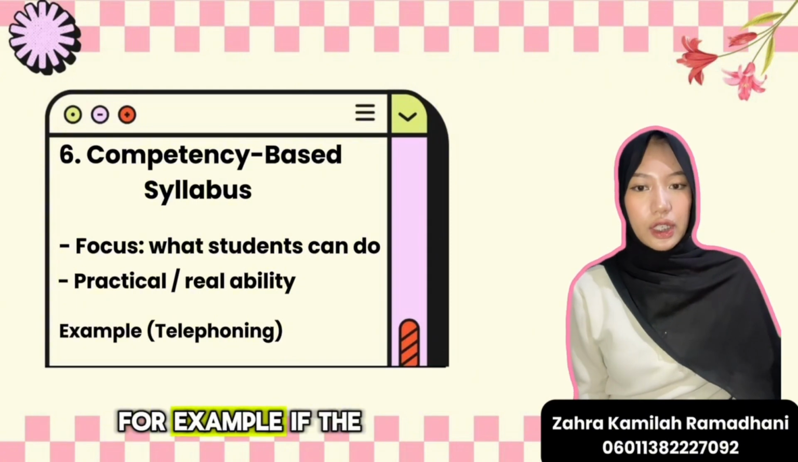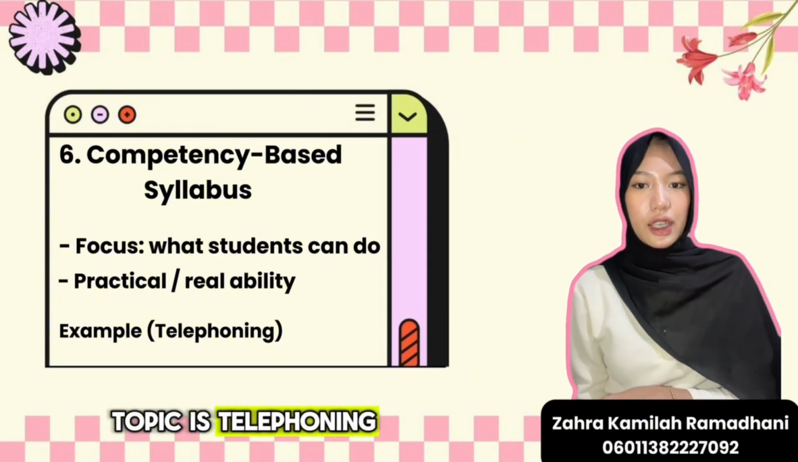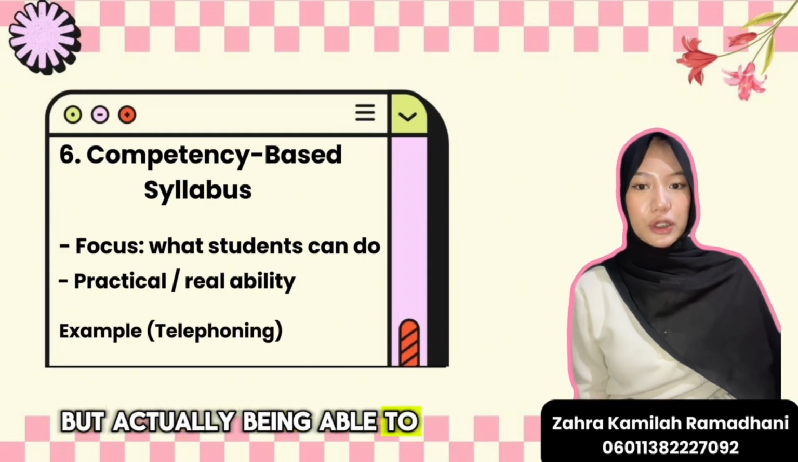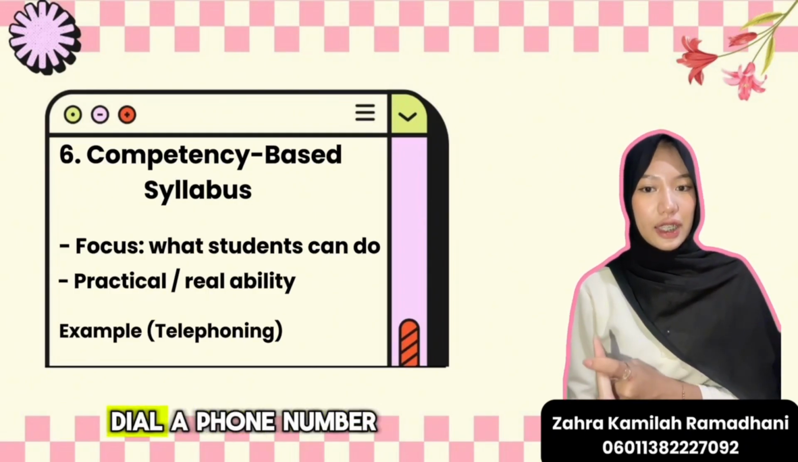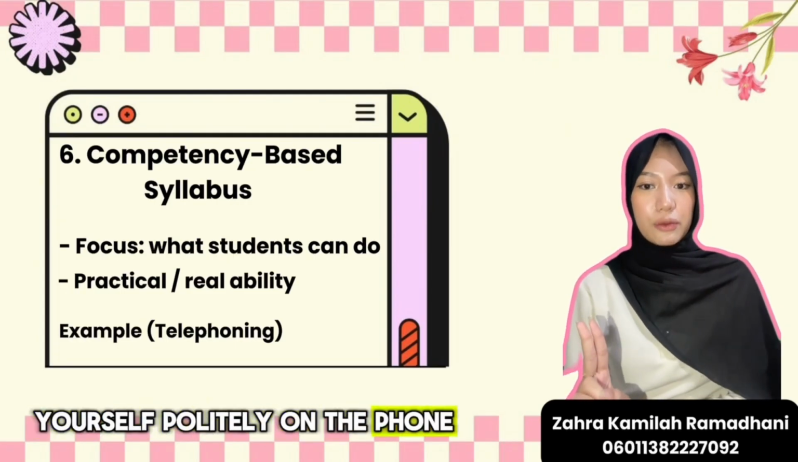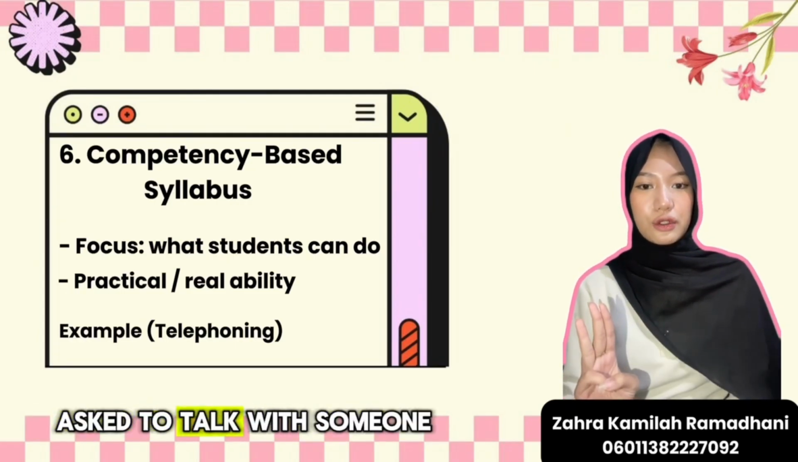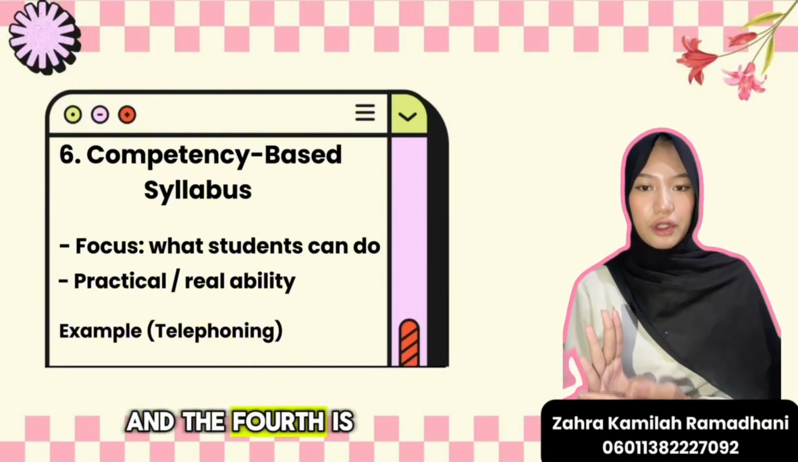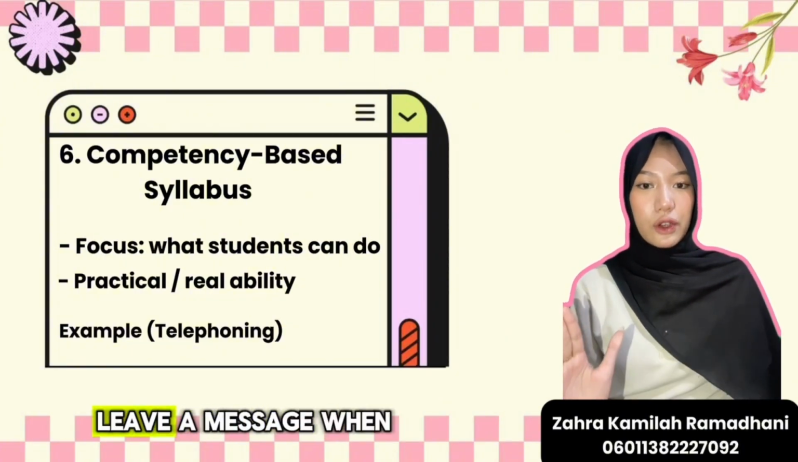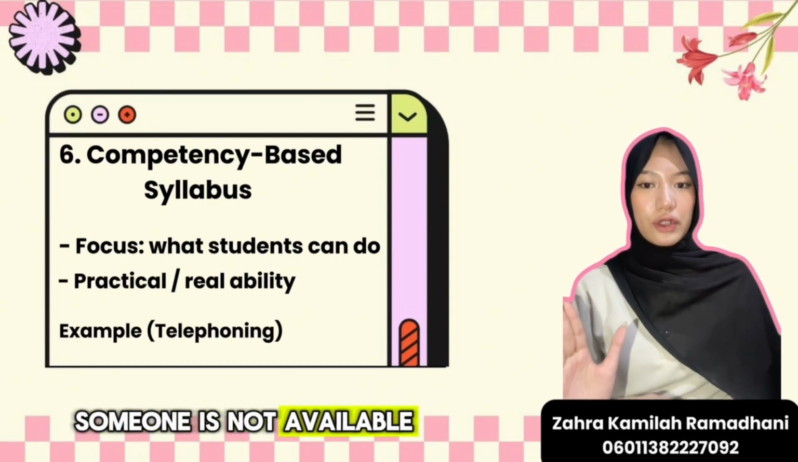For example, if the topic is telephoning, then the goal is not just knowing telephone words, but actually being able to, first, read and dial a phone number, second, introduce yourself politely on the phone, third, ask to talk with someone, fourth, respond when you're told to wait, and the last is leave a message when someone is not available.